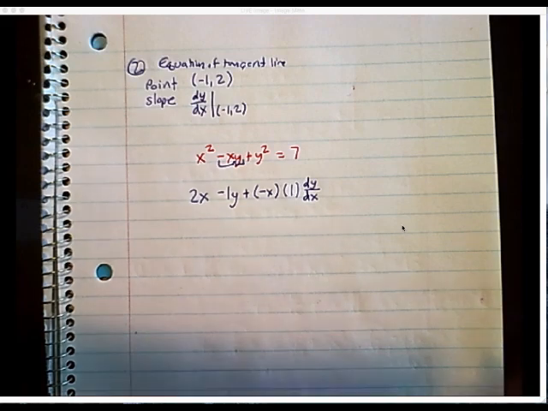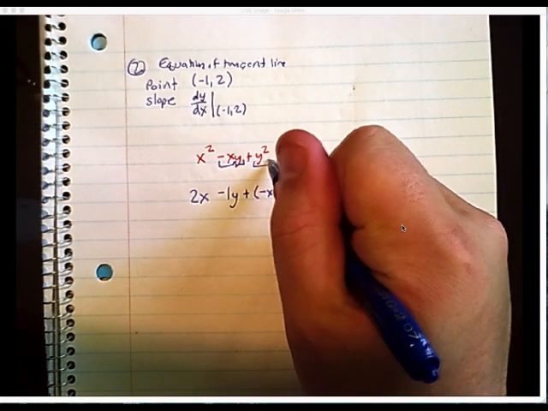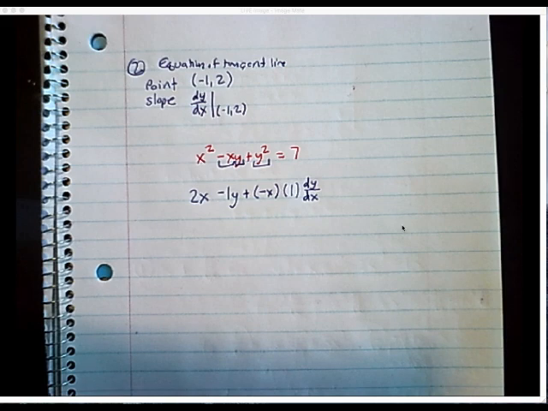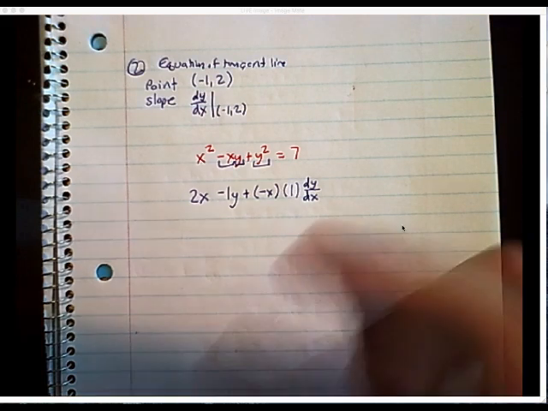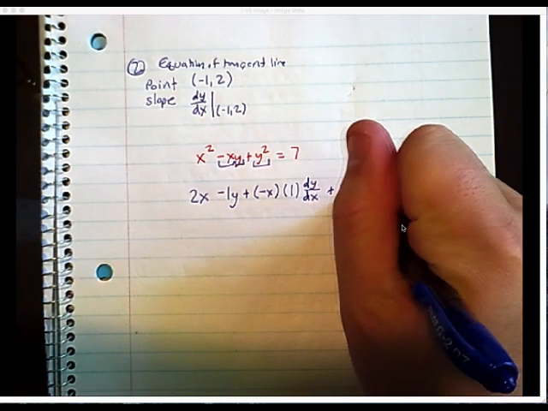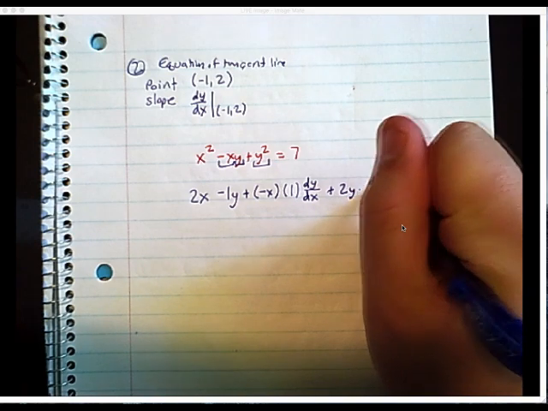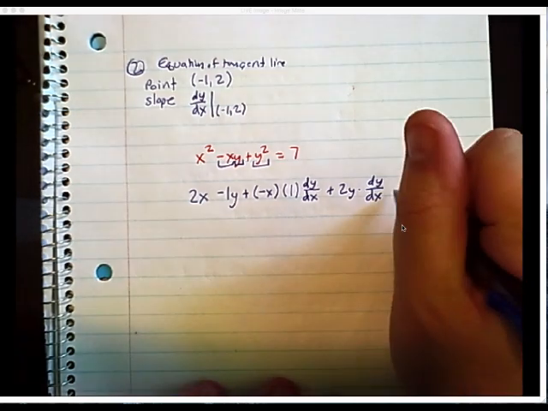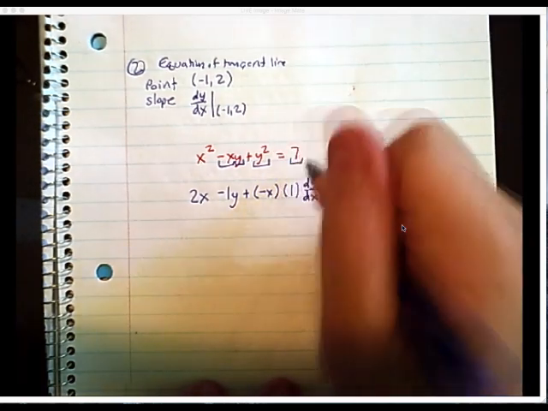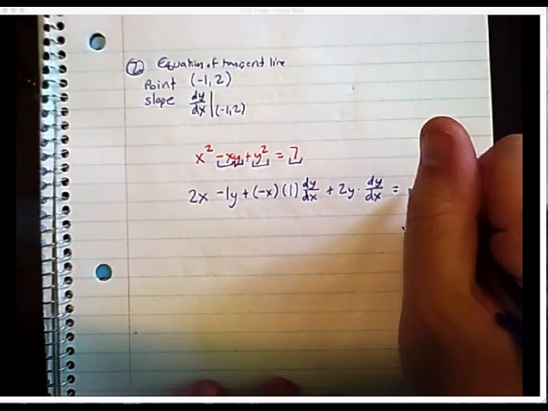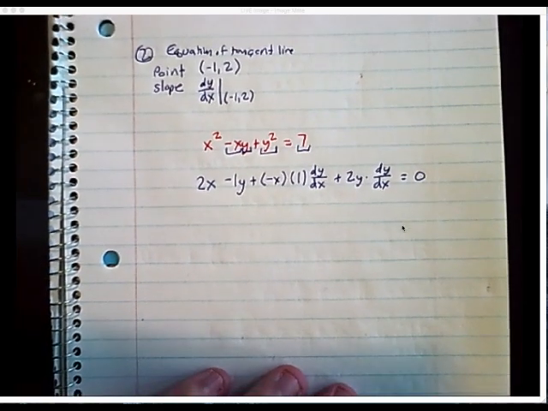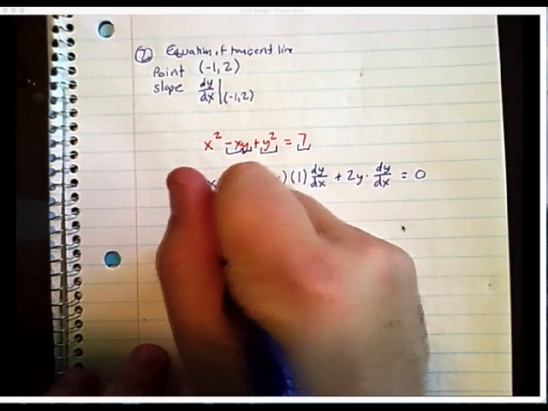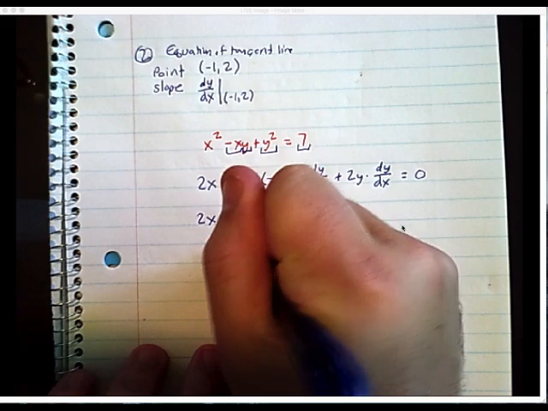All right. Now I take the derivative of that. Derivative of y squared is just 2y. But again, I'm taking a derivative with respect to y, so I need to put in a dy over dx. Now I do the derivative of this, which is just 0. Derivative of a constant is 0. So when I rewrite this, I have 2x minus 1y.